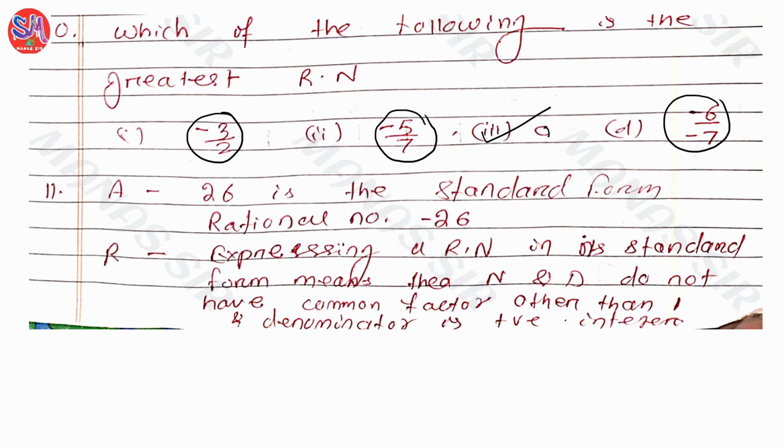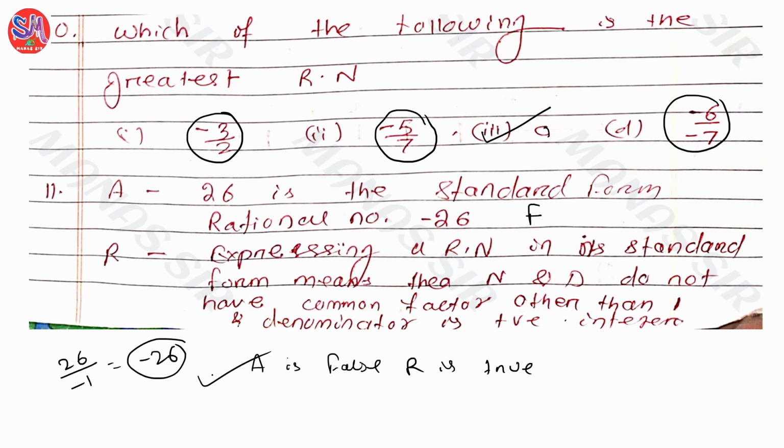Now next, assertion reasoning question. 26 is the standard form of the rational number minus 26. No, because standard form means there is no change of the sign. Okay, only change the denominator sign into the numerator. Suppose 26 divided by minus 1, then you can write minus 26 as the standard form. Okay, so the first is false. So A is false, R is true. Because only one option has A is false and R is true.